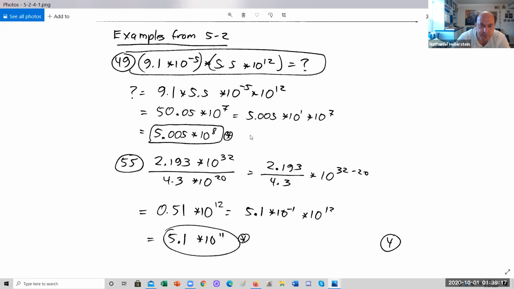There's the answer. You have 2.193 times 10 to the 32nd over 4.3 times 10 to the 20th. Okay, we divide the mantissas: 2.193 over 4.3. We subtract the powers, 32 minus 20. This part here comes to 0.51. This part here comes to 10 to the 12th. Again, this is not in proper scientific notation, so we rewrite 0.51 as 5.1 times 10 to the negative 1. That times 10 to the 12th. You add them up and you get the 11th power. So 5.1 times 10 to the 11th.